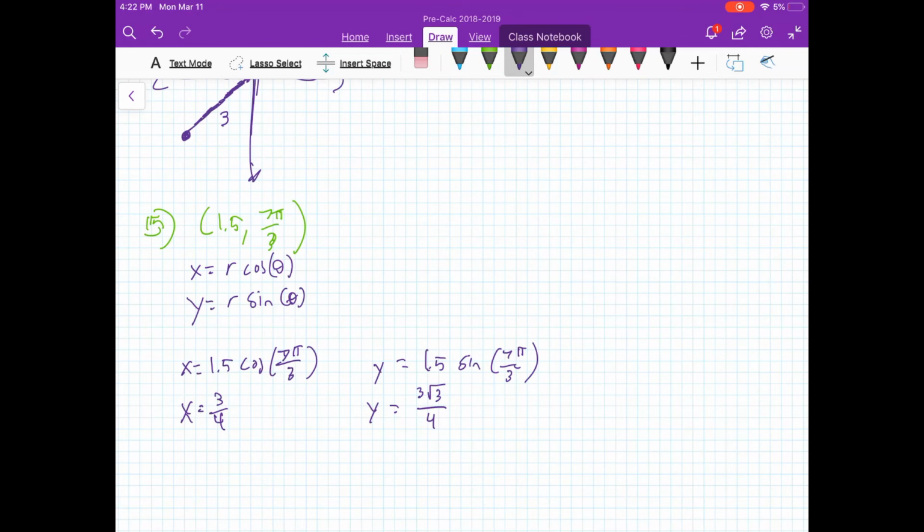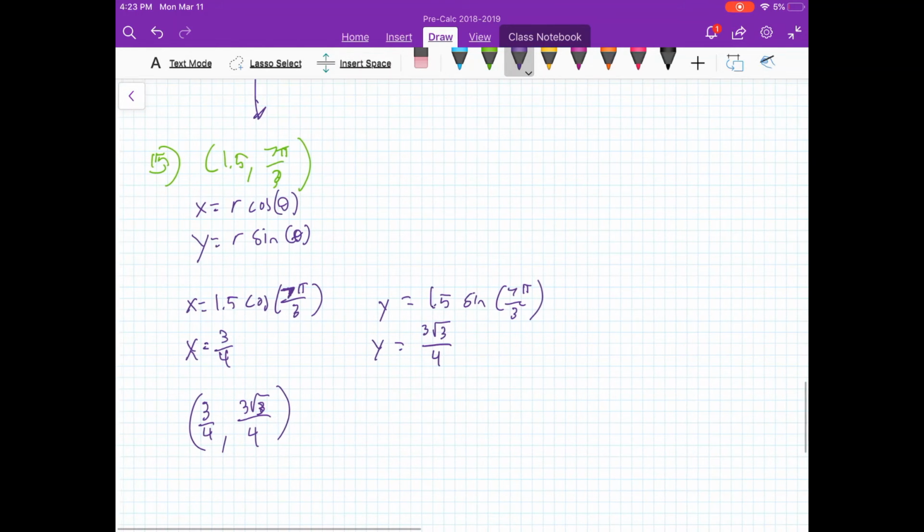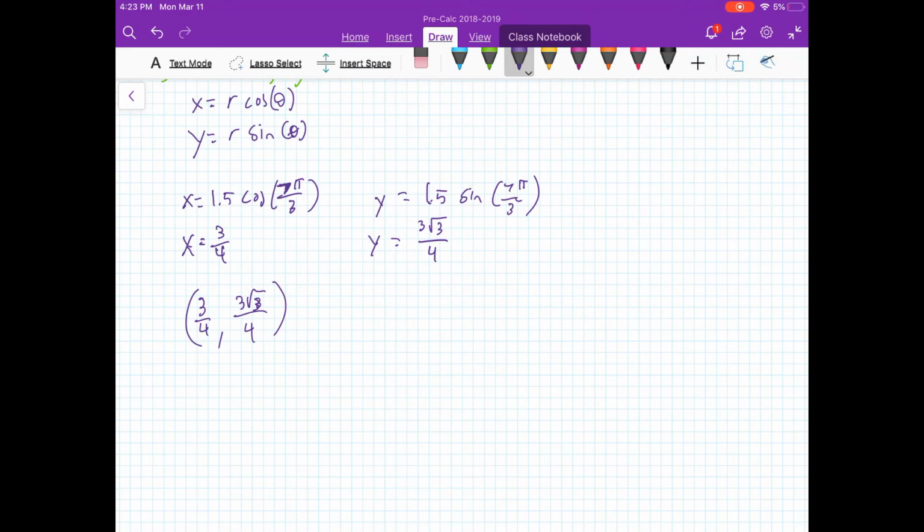So our full coordinate would be 3/4, and then 3√3 over 4, and that seems about right. Again, these are kind of tough points to plot. It makes it much easier to just use the polar coordinate in these kinds of situations. But now you know you can convert from one way to the other. So that's number 15.